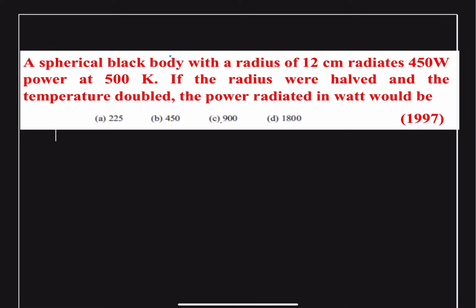A spherical black body with a radius of 12 cm radiates 450 watt power at 500 Kelvin. If the radius were halved and the temperature doubled, the power radiated in watt would be.